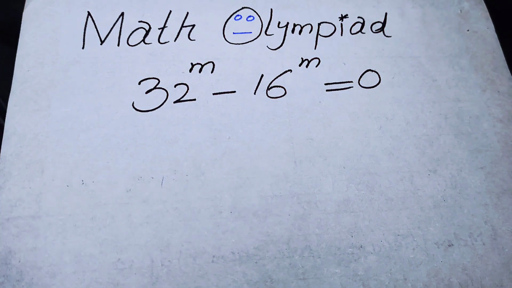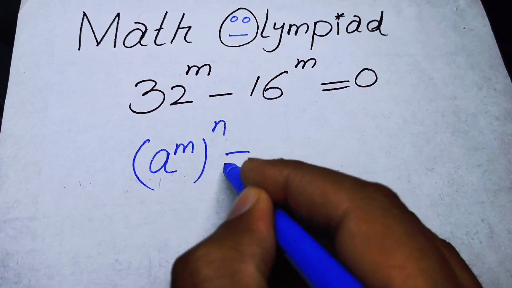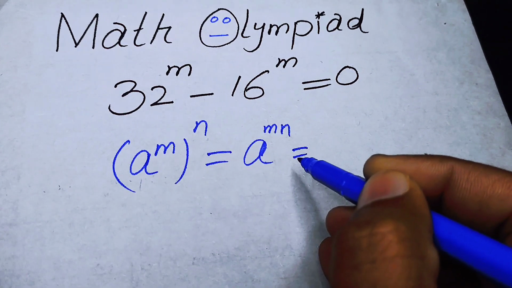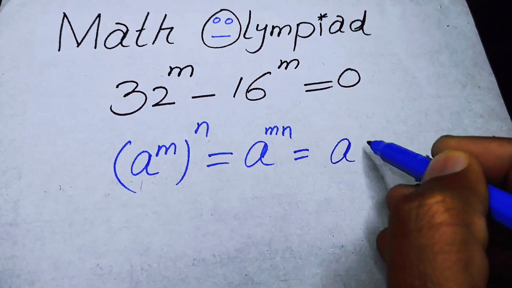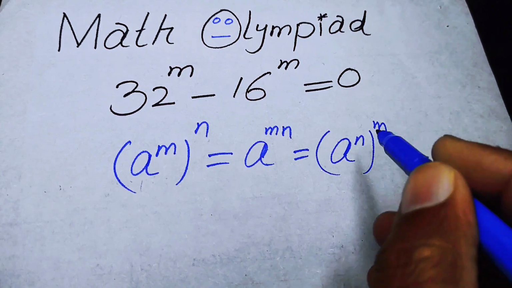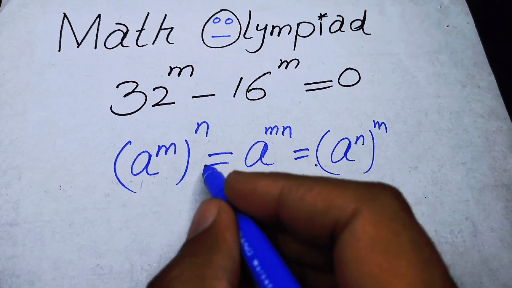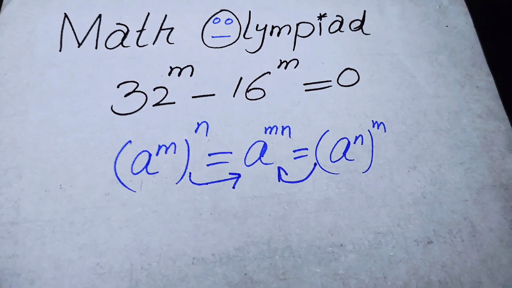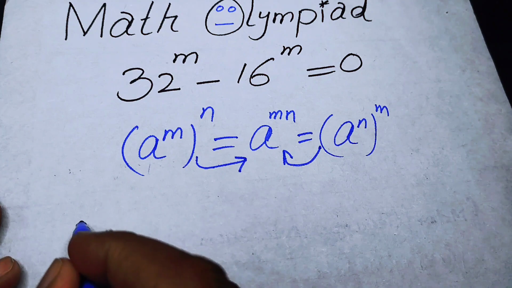The very first thing we are going to do is apply the famous exponent law. You know that if we have a to the power of m to the whole power n, it is equal to a to the power of m times n. And remember that if we interchange the exponents in this form, a to the power of n to the power of m, it will again become the same answer, a to the power of m times n. Now we can apply this exponent law to solve this exponential equation.